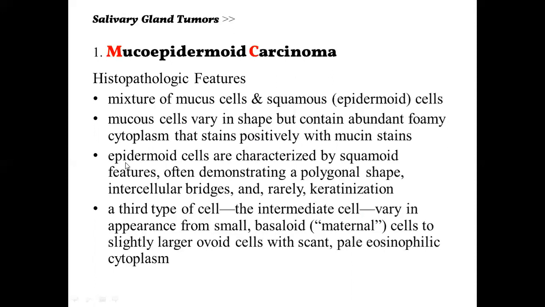Next cell type is the epidermoid cell type, characterized by squamoid features, often demonstrating a polygonal shape, intercellular bridges, and rarely keratinization. Keratinization kasi, these are still epithelial cells. The third type of cell is the intermediate cell. These vary in appearance, from small basaloid cells, which they think are the maternal cells for mucoepidermoid carcinoma, to slightly larger ovoid cells, which can have pale eosinophilic cytoplasm. So it's a hybrid of epidermoid cells and mucous cells.